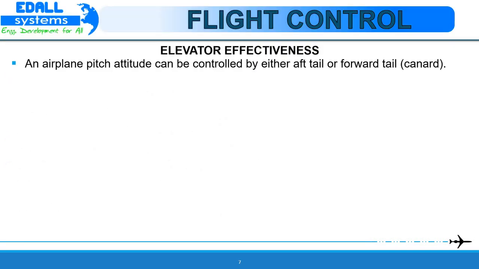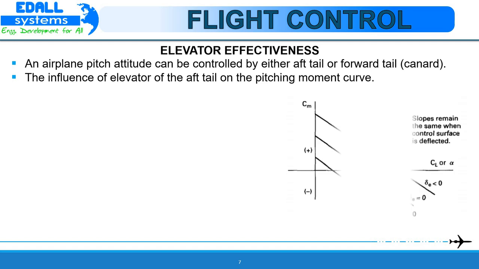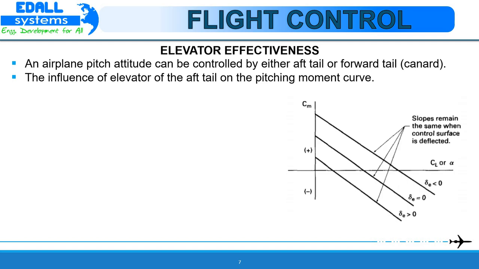Elevator effectiveness. An aeroplane's pitching attitude can be controlled by either an aft tail or a forward tail, the canard. The influence of the elevator of an aft tail on the pitching moment is shown in the curve here. This curve shows the influence of the elevator on the pitching moment curve. The elevator does not change the slope of the pitching moment curves but only shifts them, so that different trim angles can be achieved.